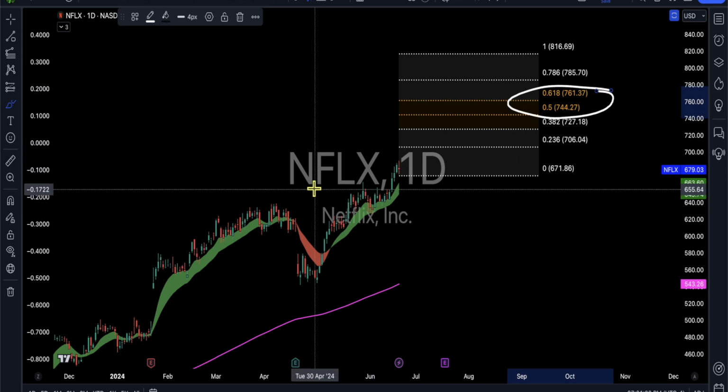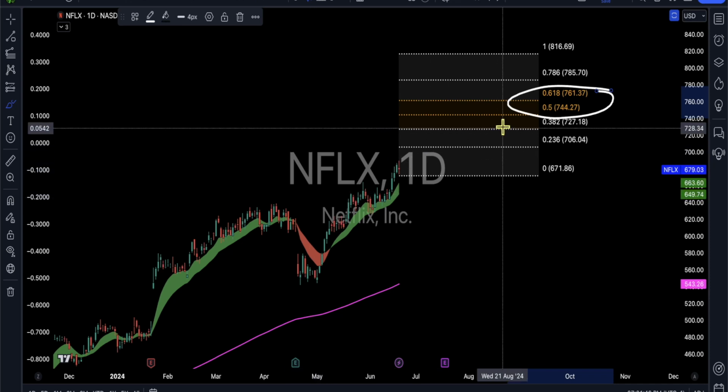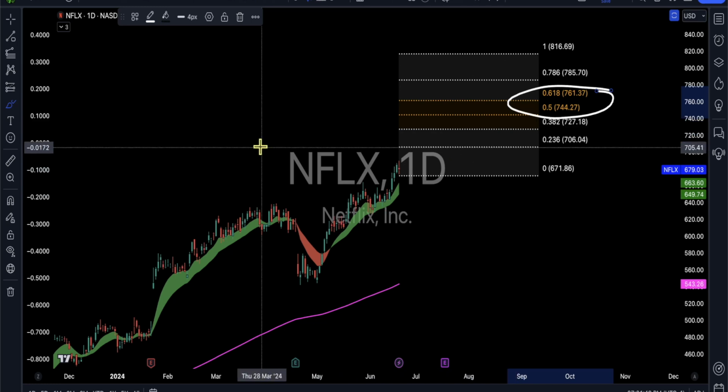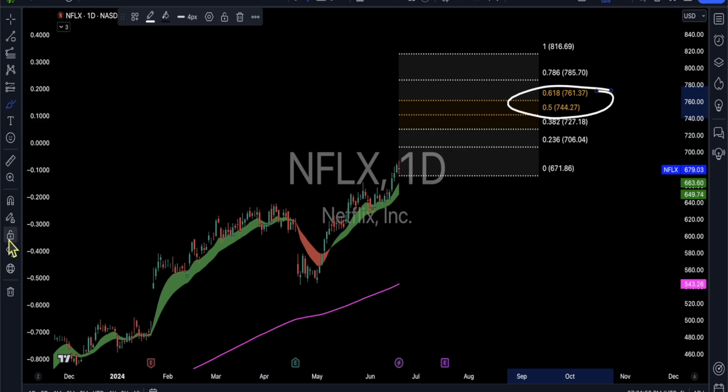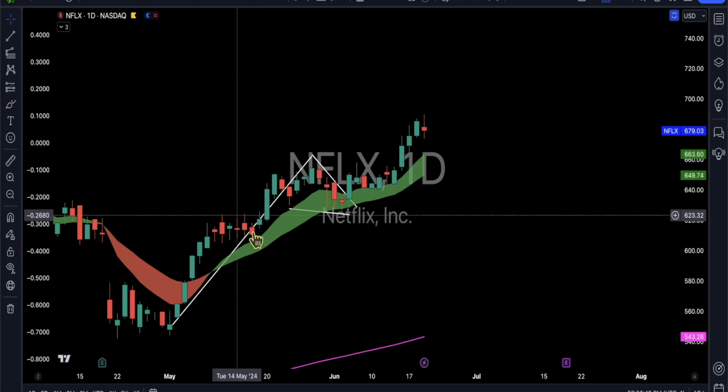$750. Not tomorrow, not next week. Go study the average true range and how far this stock moves up per week. Don't start jumping in and loading up. I do want you to paper trade this though. You need to practice, guys. Paper trade it.